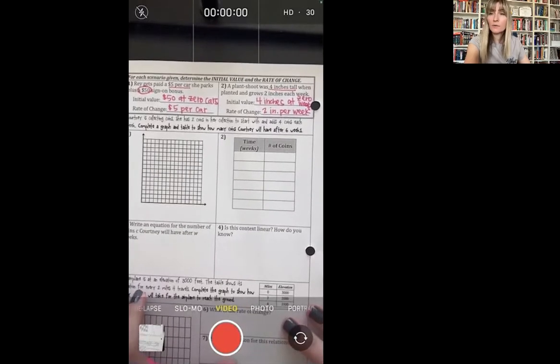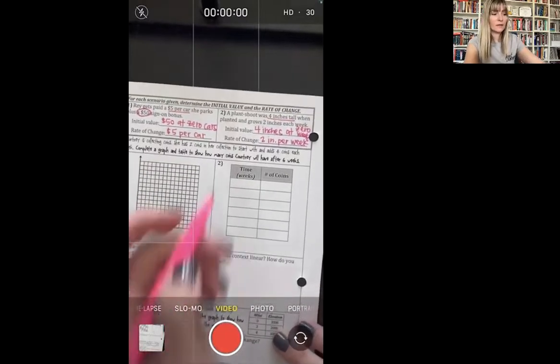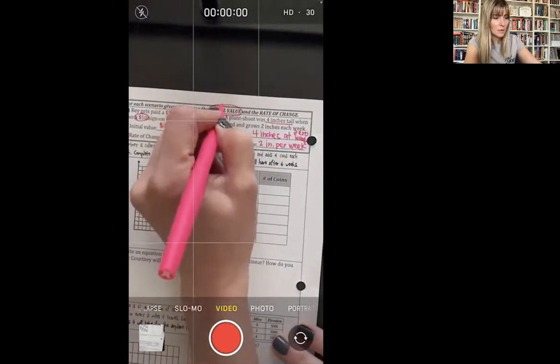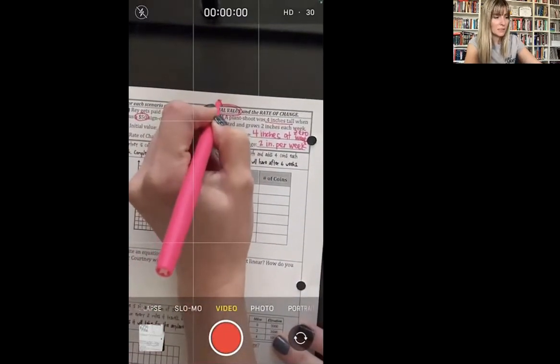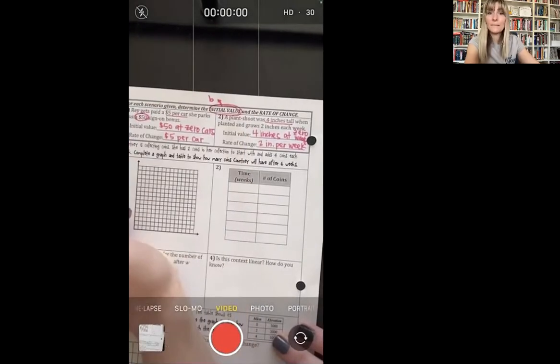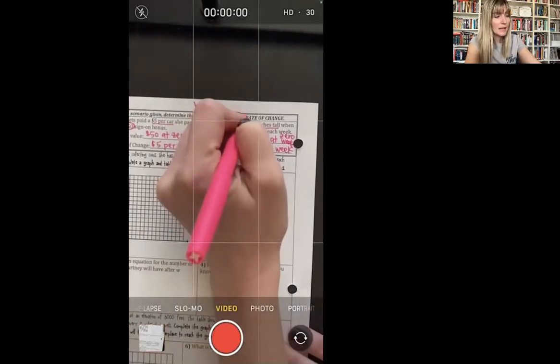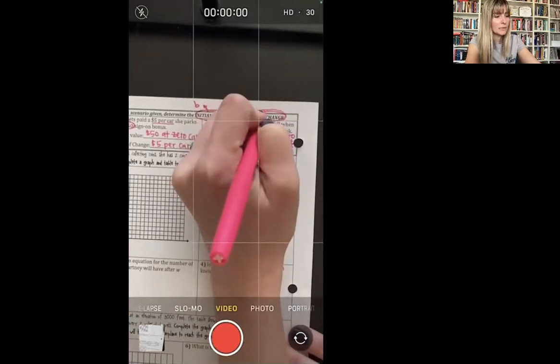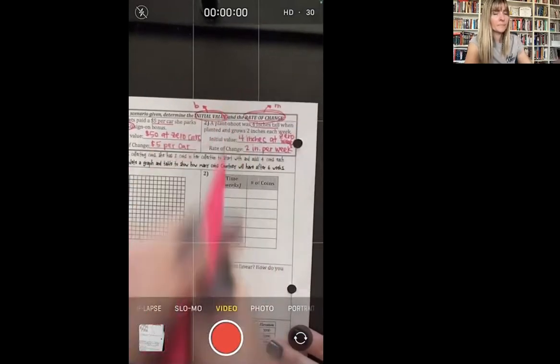So that's just a quick review, making sure we understand how to interpret rate of change and initial value. And also let's remember, hopefully we're connecting all this now, but initial value is really just b, the y-intercept, and rate of change is, of course, m.